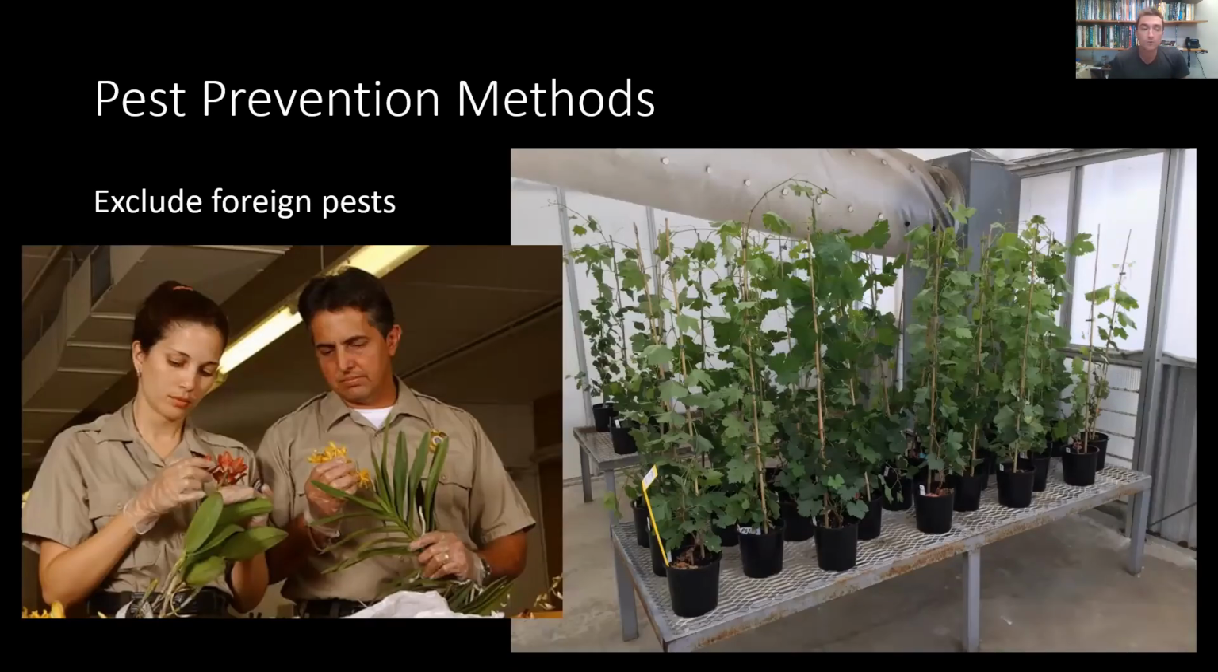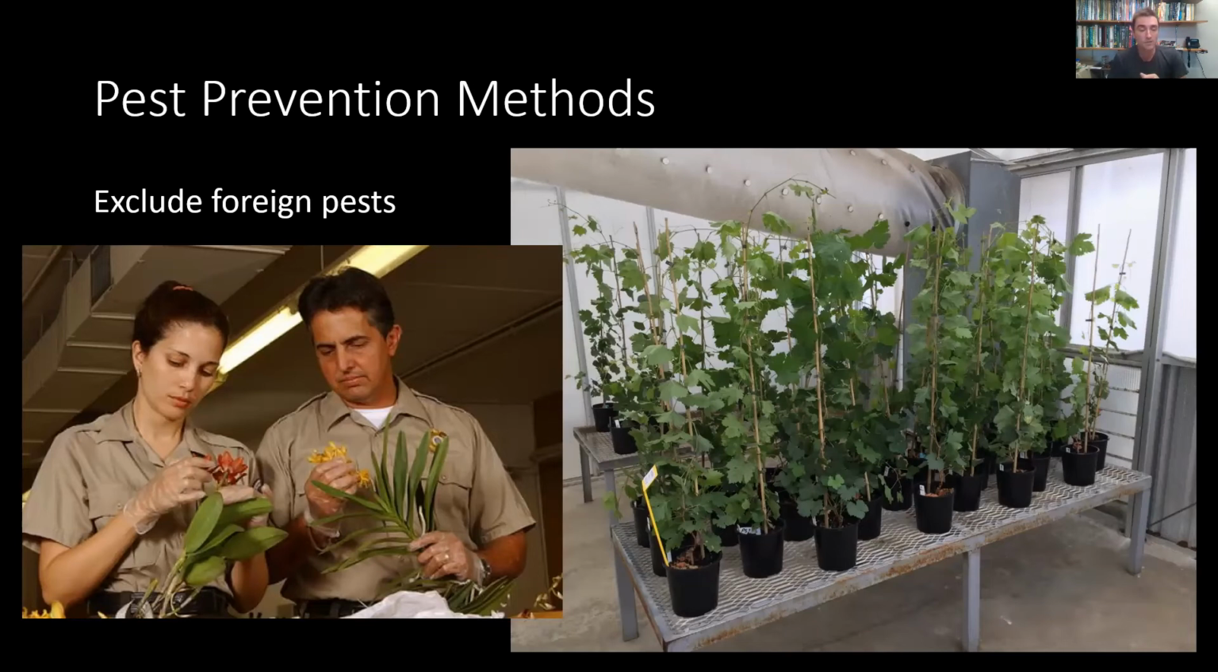And then finally, with prevention, we'll make a mention of excluding foreign pests, because any given area where you are will have a certain number of organisms that want to find and consume your plants. However, there's also the potential for new ones to be brought in. And there is a great effort to try to restrict the movement of potential pests around the globe. It's a difficult challenge, but incredibly important.